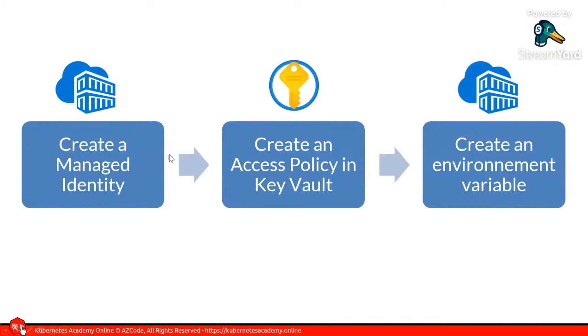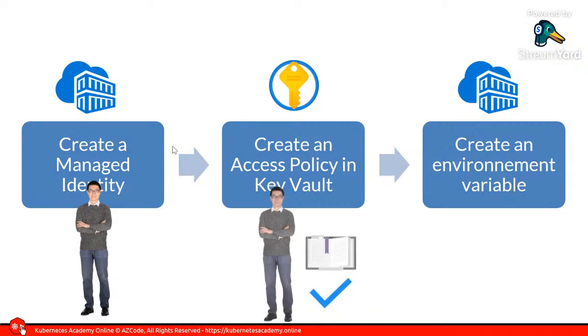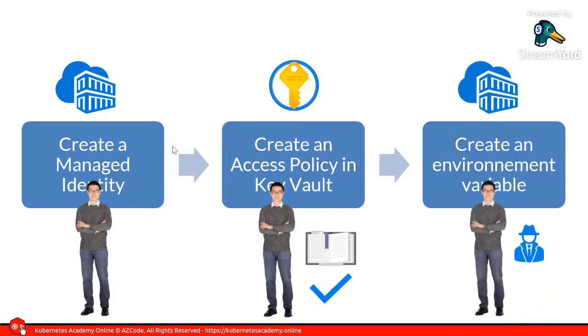The first step is to create a managed identity. So you create a managed identity for your app service. Next, you create an access policy, basically granting access to that managed identity. And the third step is to create an environment variable that will pull the secret and inject them as environment variables. So let's see how to do that.